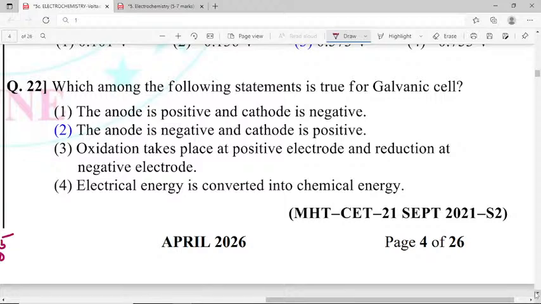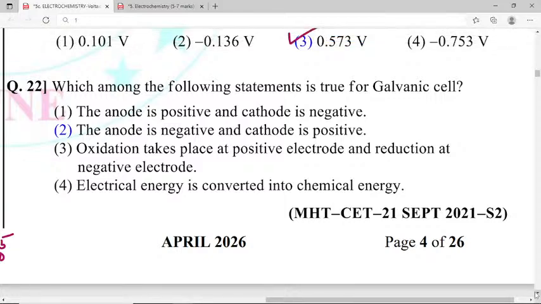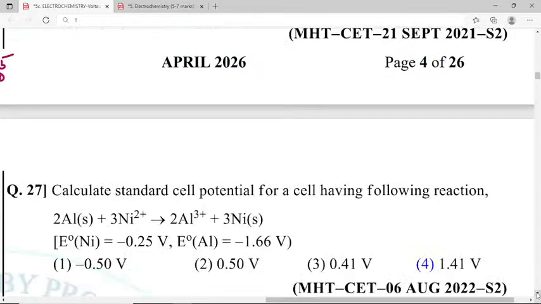Which among the following statements is true for a galvanic cell? The anode is positive and cathode is negative. Wrong, it is the opposite. The anode is negative and cathode is positive. Correct. Oxidation takes place at positive. Wrong. Reduction at negative. Opposite. Electrical energy is converted into chemical. No, chemical into electrical. Are you getting question number 22? Very important question for the 2026 CET exam. Next question.